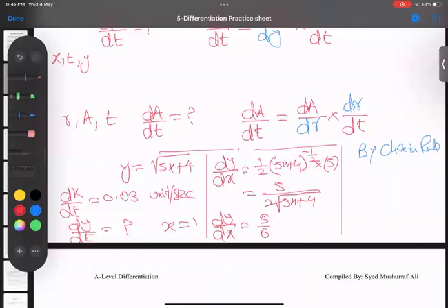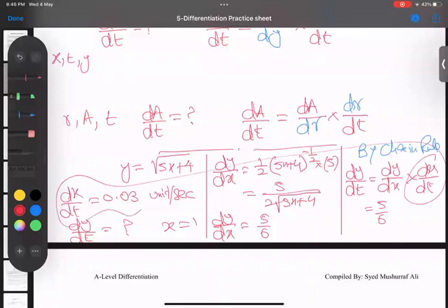What is my question? My question is dy/dt, the rate of change of y. I write two fractions: in the upper numerator, first numerator, and this will go in the second denominator. And the third variable is x naturally. So I'm writing dx here and dx here. dy over dx, we just got it, 5 over 6. So I'm writing here 5 over 6. And dx over dt, I have 0.03.